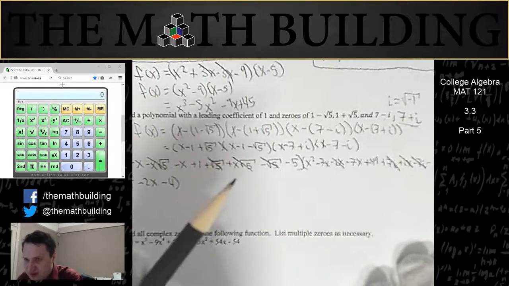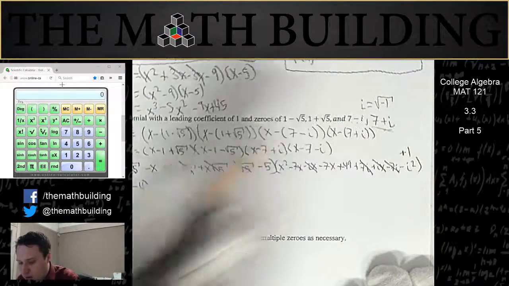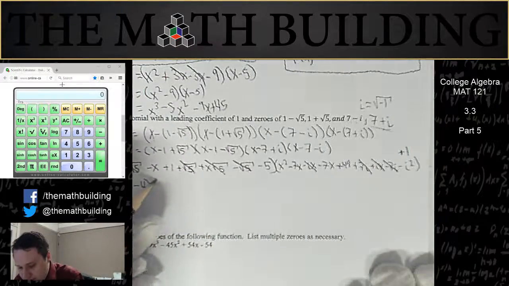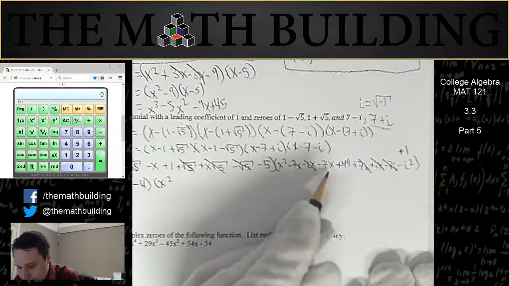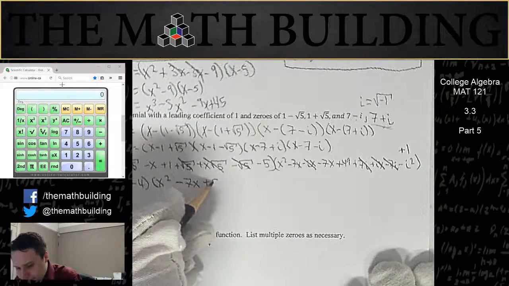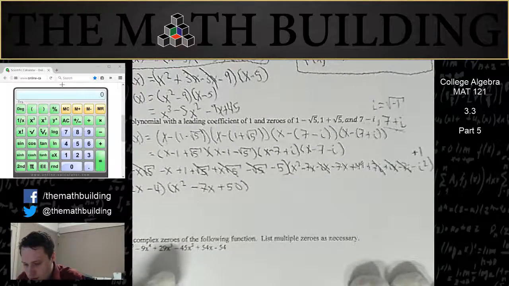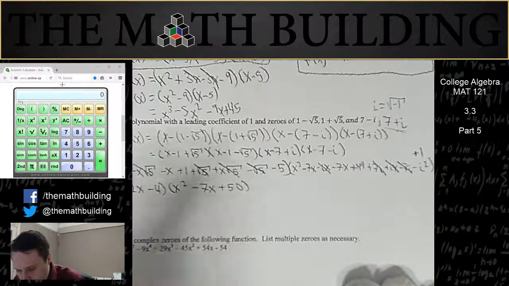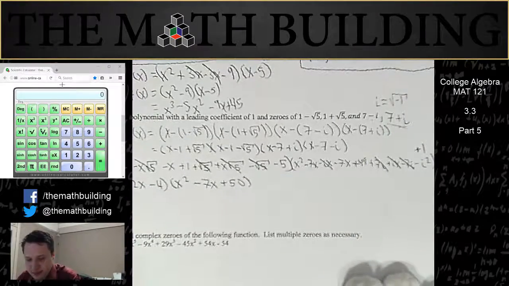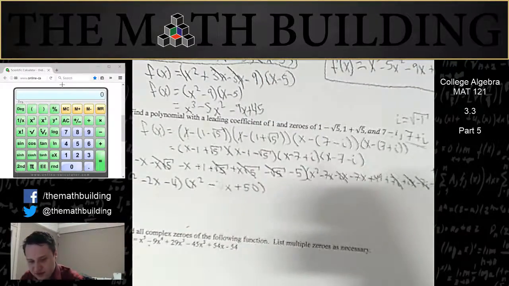7i cancels with negative 7i. Don't forget, minus i squared is negative 1, so that's plus 1 right there. Minus i squared is the same as plus 1. So this is going to be x squared minus 7x plus 50. So there you go. Notice, oh dear, my notes say, oh, I left out a term. Negative 7x minus 7x, that should be minus 14x. Sorry about that. So we have minus 14x right there. I missed a term.